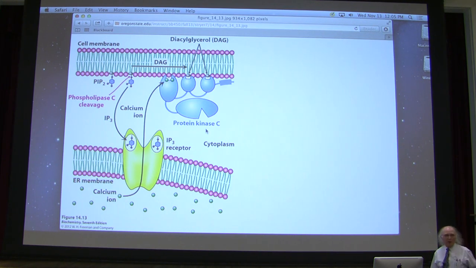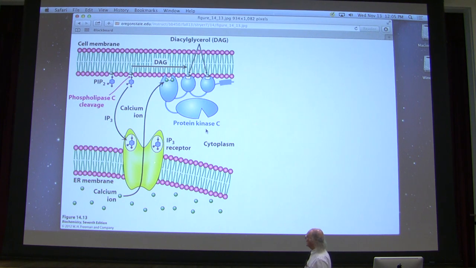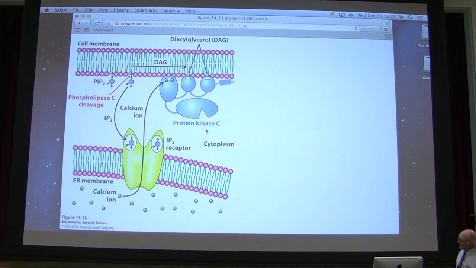The IP3, however, is very water-soluble. It's full of phosphate, so it's very charged, and it doesn't want to stay associated with the membrane. Instead, it goes down and binds to a receptor that's found in the endoplasmic reticulum. When it binds to that receptor, it causes the receptor to open up a channel. A channel is basically a hole, and when that hole is opened up, all of the calcium that was in the endoplasmic reticulum comes squirting out.